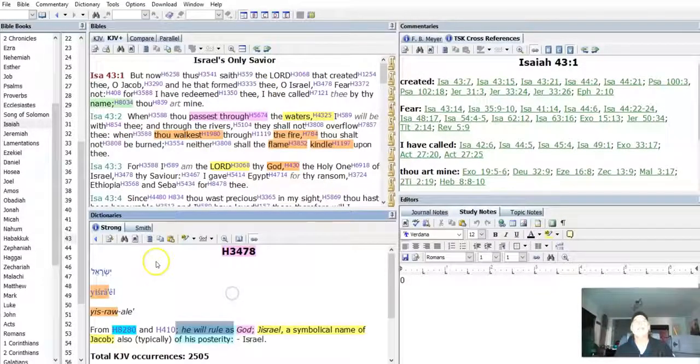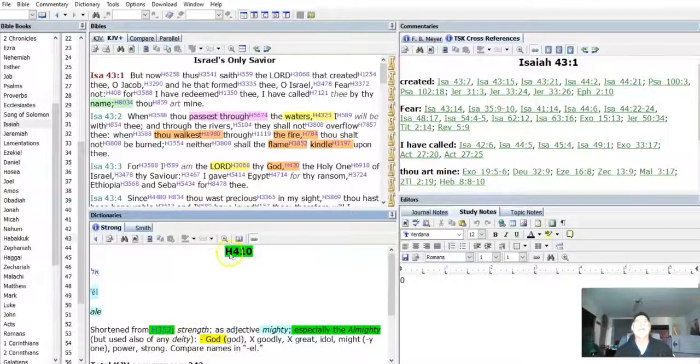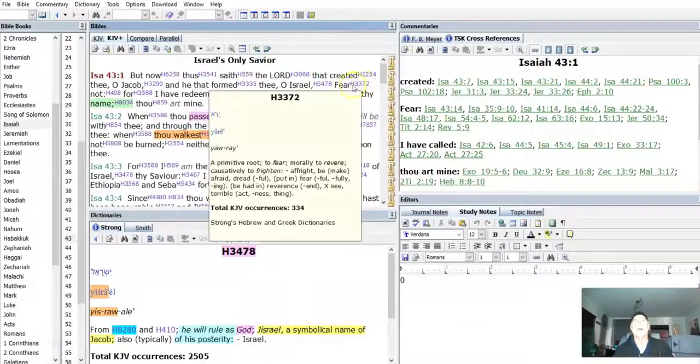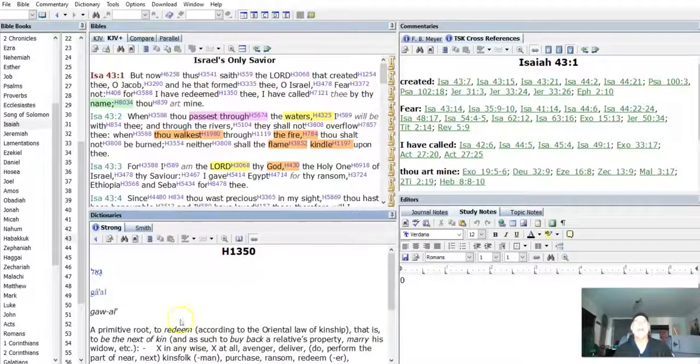Yisra means he will rule as, and then God is El, the Almighty God. Watch. Hebrew word 410, the Almighty God, El. See right there? E-L. So, "Fear not, I have created thee, O Jacob, supplanter, and that formed thee, O Yisrael," he will rule as El. "Fear not, I have redeemed thee." To redeem, according to Oriental law of kinship, is to be the next of kin. So he's our kinsman redeemer. "I have called thee by thy name, thou art mine."